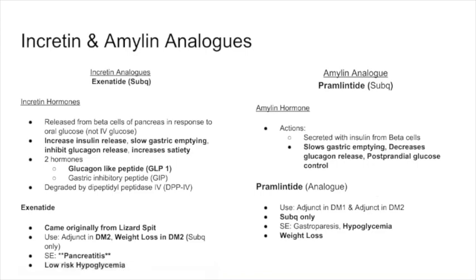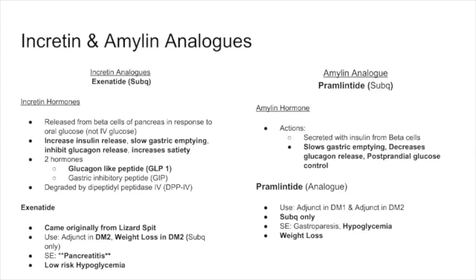Now, our next class of medications are the incretin and amylin analogs. So let's talk first about the incretin hormones. The incretin hormones are released in response to oral glucose, not the IV glucose. So oral glucose goes in the stomach, stimulates these hormones to be secreted. These hormones increase insulin release. They slow gastric emptying and they inhibit glucagon release and they increase satiety.